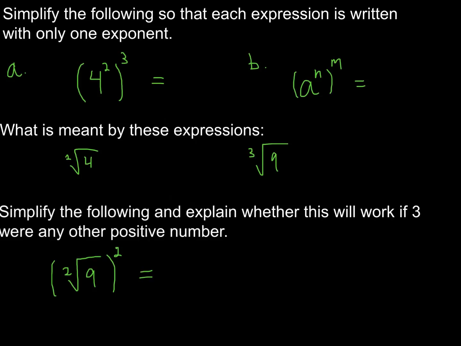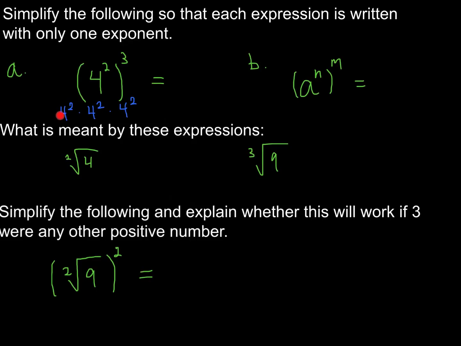All right, so let's start with 4 squared to the third power, okay? And I want to write this in terms of only one exponent. So if I think about this situation here, let's just pretend that we don't even know what 4 squared is. If I cube something, that means that I'm multiplying it by itself 3 times. So I'd be multiplying 4 squared times itself 3 times. So what this expression is really asking me to do is to take 4 squared times 4 squared times 4 squared.